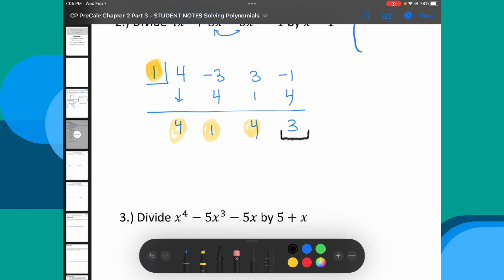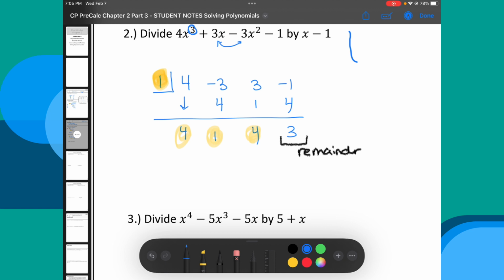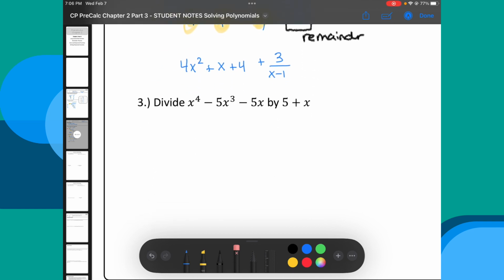Synthetic division is pretty quick. This number is our remainder. Our highest degree at the beginning was x to the third. So when we put our x's back in, our highest degree will be x squared, so x squared plus x plus 4. And then we can add on a remainder divided by our divisor, which was x minus 1. I'll show you one more.